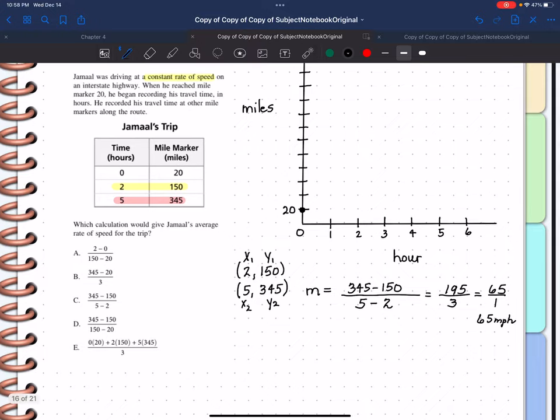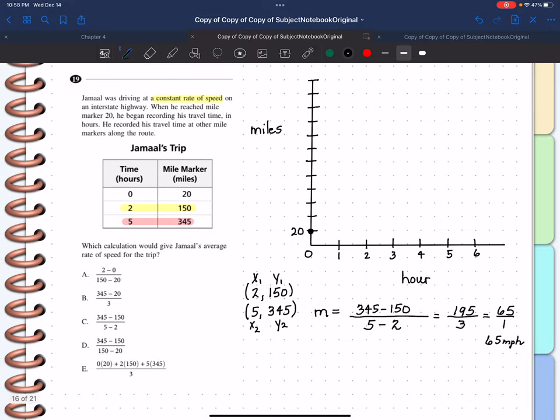I'm not going to go back and graph because that will just get us further into the weeds. You wouldn't have to see the graph at all. I just wanted to show you that that's one way I know I'm looking for slope, because I don't know how to scale that y-axis. Another way is constant rate of speed. The constant is a clue that we're looking for a slope.